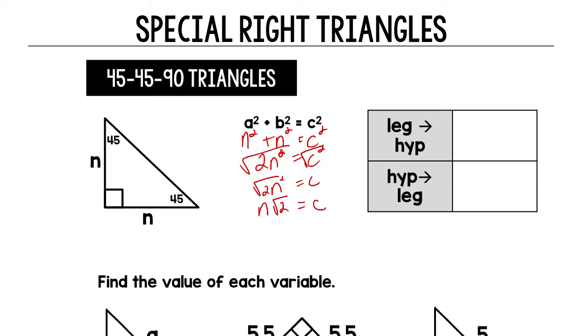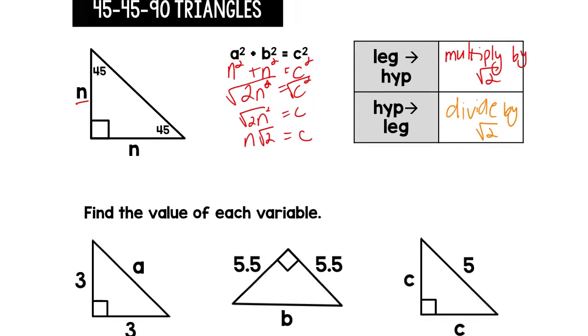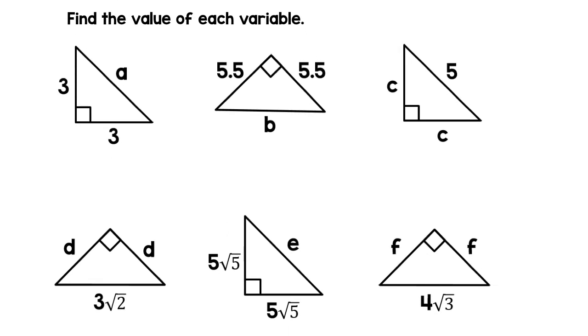So if we want to go from a leg, an n, to a hypotenuse, we multiply by the square root of 2. If we want to go from a hypotenuse, from a c, to a leg, an n, we divide by the square root of 2. All right, it's just that simple. Don't make it harder than it is.